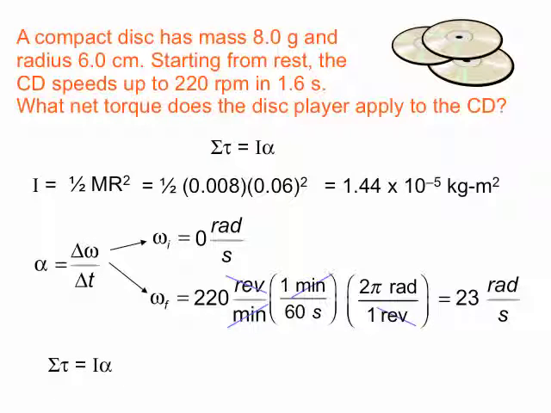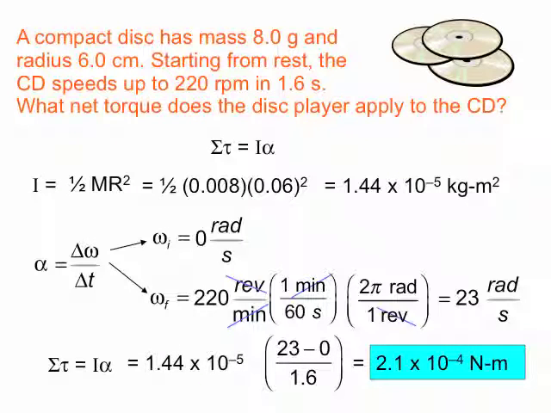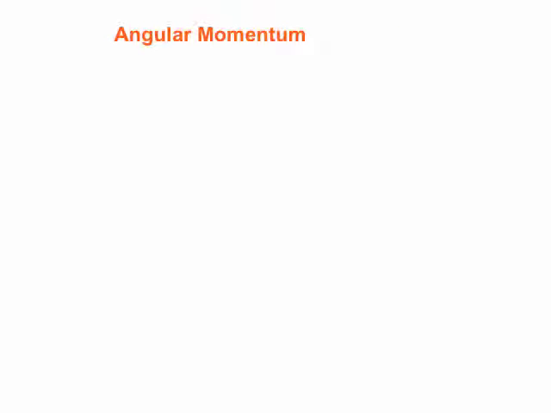Okay, you can feed that in. So now you've got the 1.44 times 10 to the minus 5, which is your moment of inertia. Take your angular velocity, divide it by your time. You will come up with 2.1 times 10 to the minus 4 newton meters for torque. Now, a little talk about angular momentum.